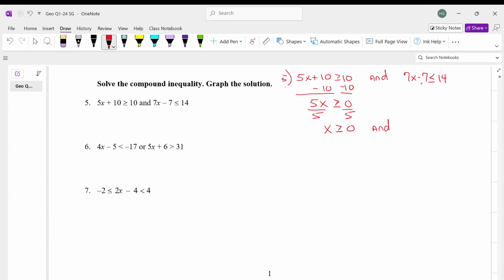All right, in this other inequality, we can add 7 to each side. So our 7x is less than or equal to 21. Divide both sides by 7. X is less than or equal to 3.